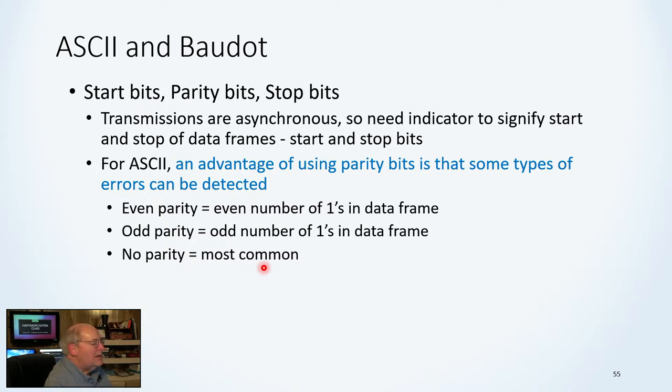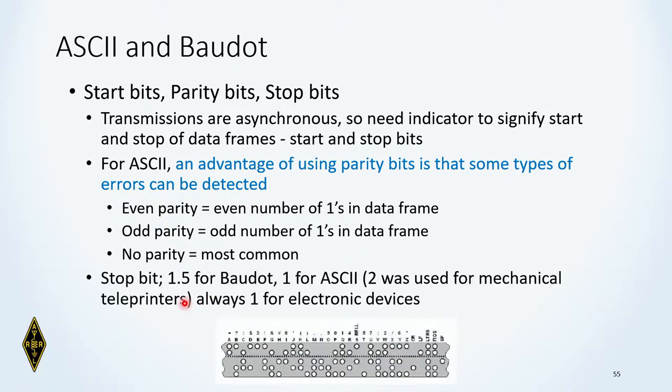But no parity is the most common, because the electronic devices can typically operate much more reliably than the old mechanical devices. And another little bit of trivia, used to be with mechanical printers, they'd always have 2 stop bits. And that was because it took a mechanical printer longer to detect the change and to react to it. So typically we'll see things like 7 bits, no parity, and maybe 1 stop bit. And that has to be configured on both the transmitting and the receiving end for communication to occur. So we've got 1.5 stop bits for Baudot, which means that they're just holding the mark space for that length of time. Typically 1 for ASCII, 2 is for mechanical printers. We always see 1 for the electronic devices.